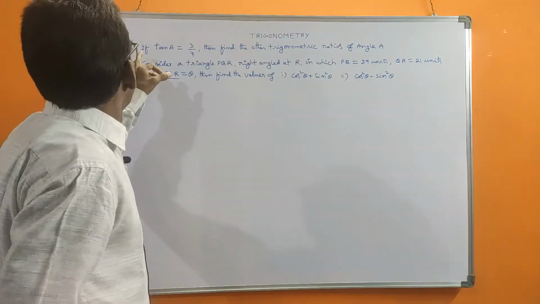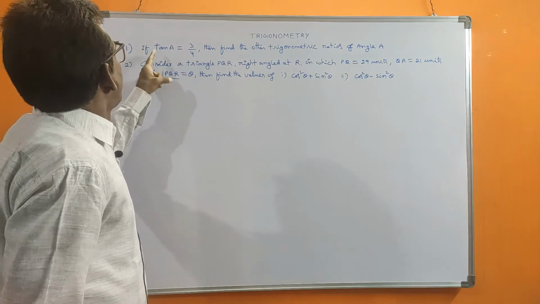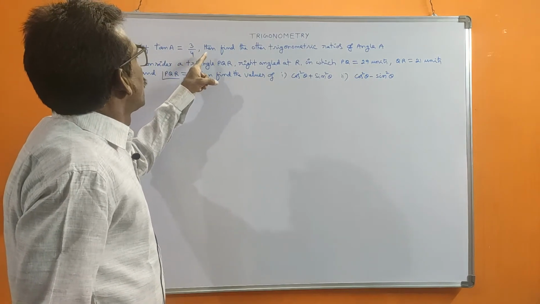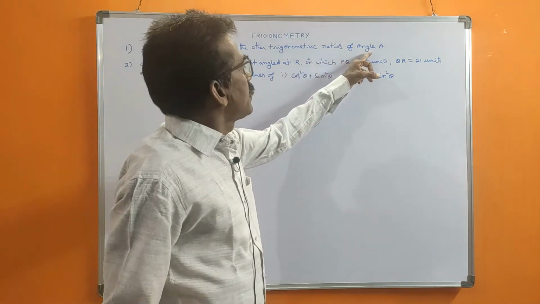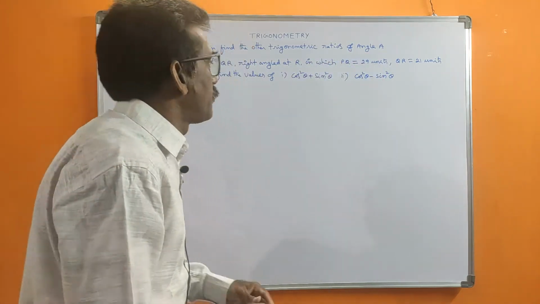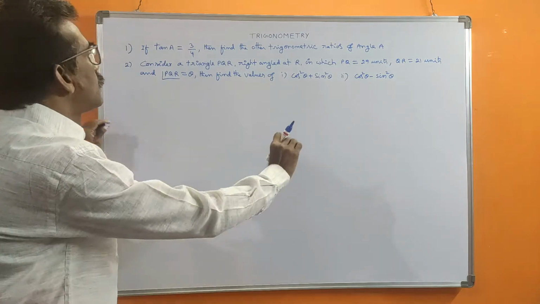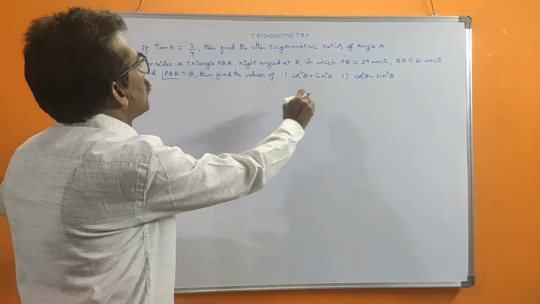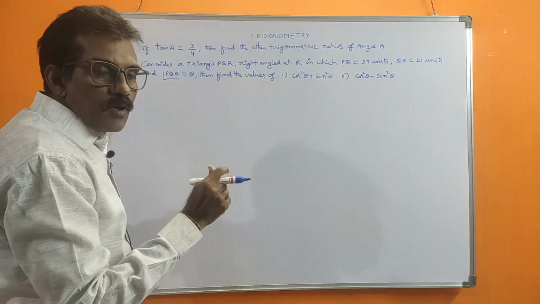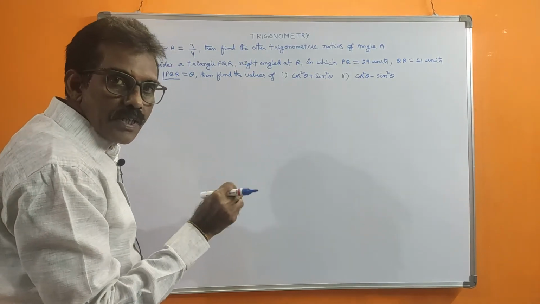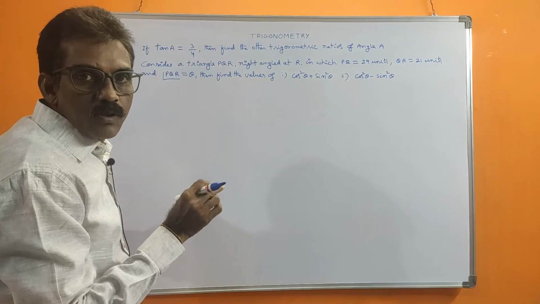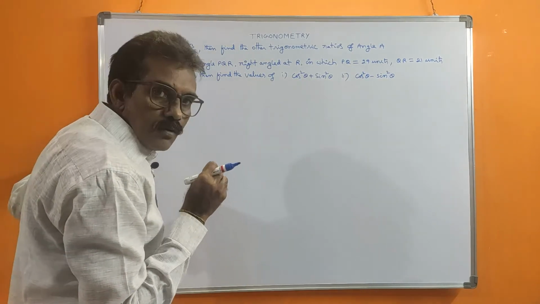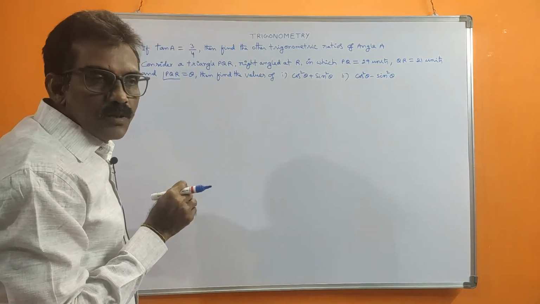First problem: if tan A is equal to 3 by 4, then find the other trigonometric ratios of angle A. That is the problem. For every problem, first we should think about what is given and what we should find out. You should know that very well first, then only you can solve.